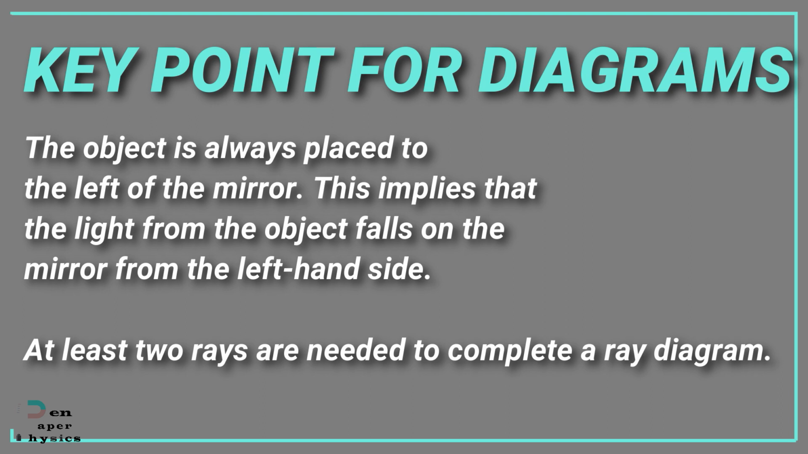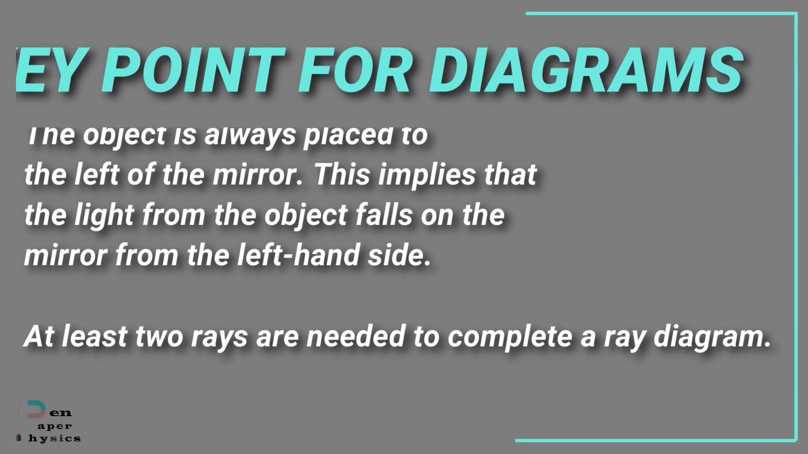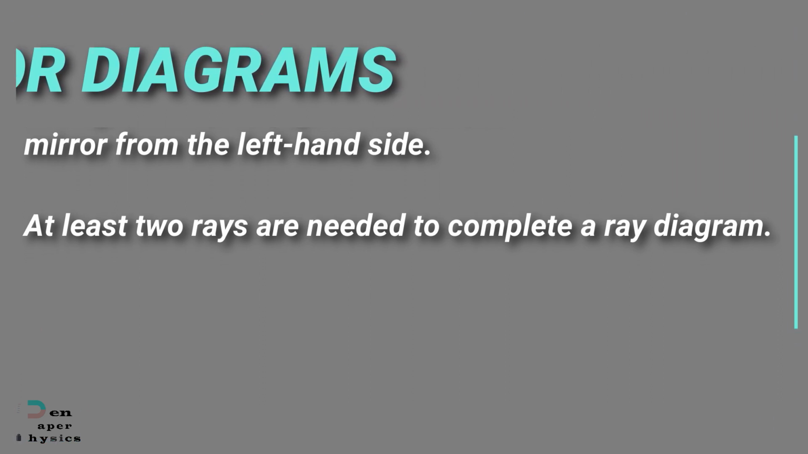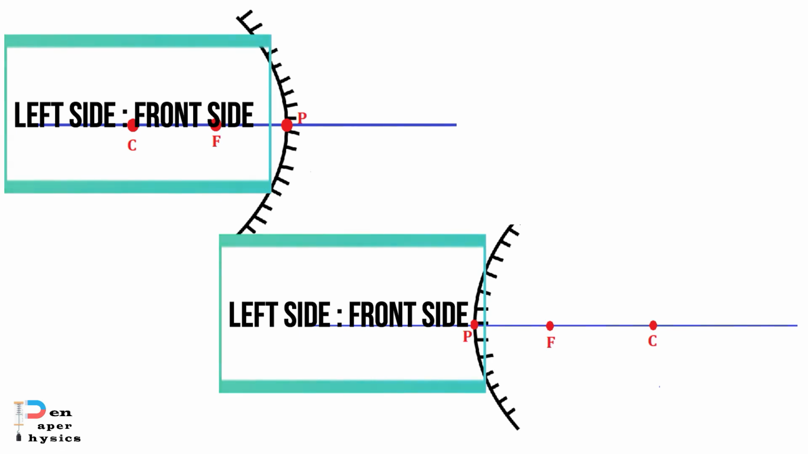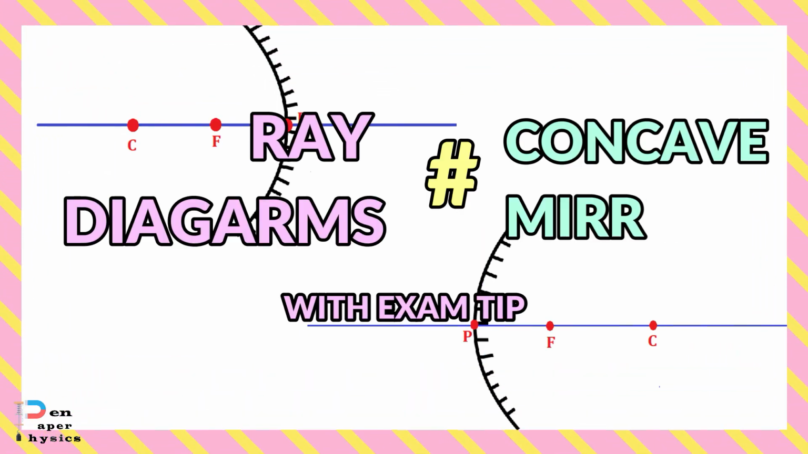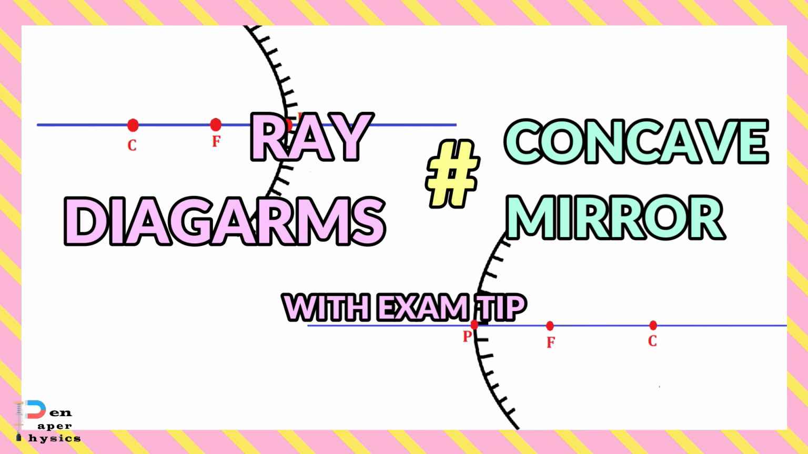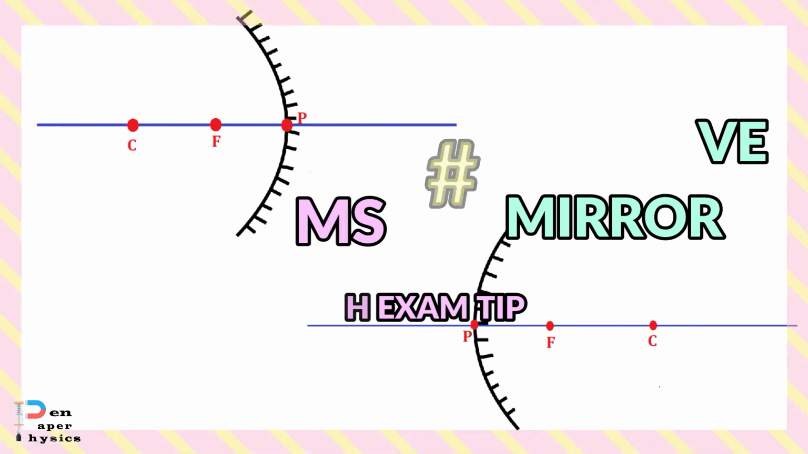And another key point to remember is that at least two rays you have to draw to complete your ray diagrams. As depicted in the picture, this is the left side or the front side of both mirrors, concave and convex. Now first, we will go for the ray diagrams of the concave mirror. We will learn how to do the ray diagrams and also the exam tips.